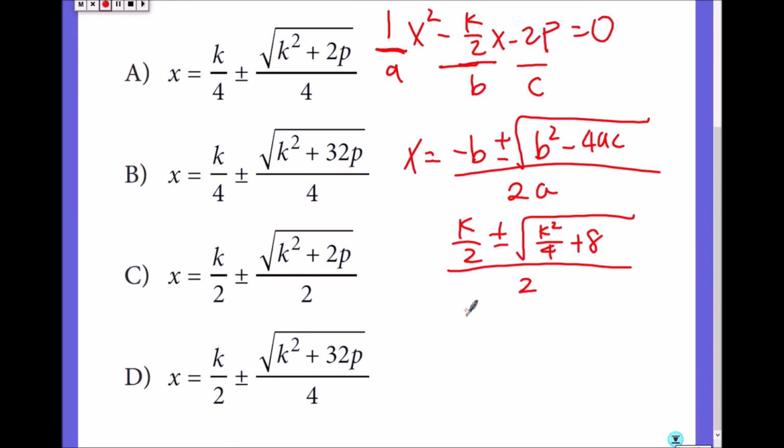So what do I get? I get k over 4. You have to divide by 2. Plus or minus the square root of that. The square root of that will be k over 2, but you have plus 8. So let's see what we have here. So k over 4 must be the answer. So it is one of these two. So it's k squared.